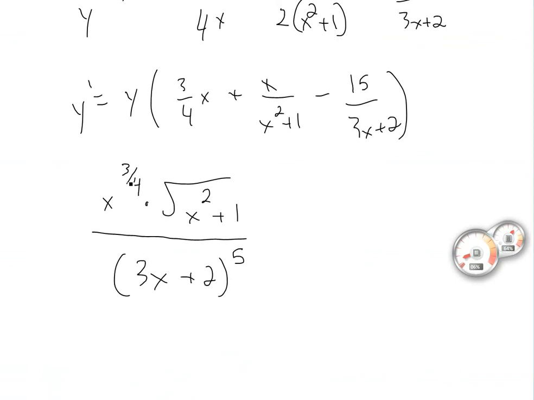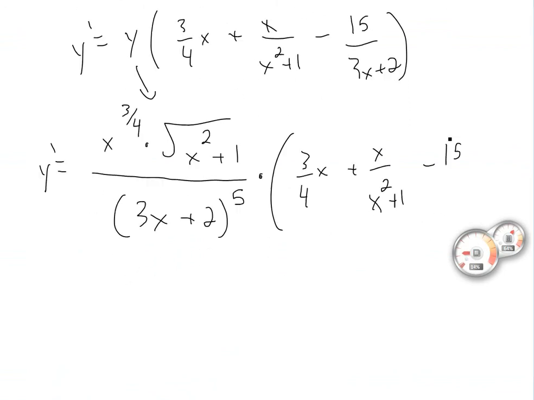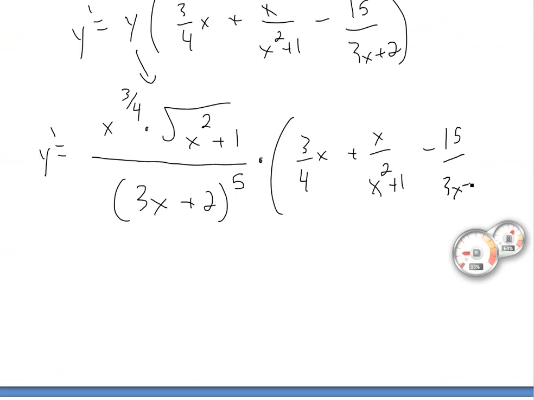Okay, so I just pasted it here. So we're going to have y prime is equal to, well, this one is just y, and then times this bracket in here, so 3 over 4x plus x over x squared plus 1 minus 15 over 3x plus 2. Okay, so we got that.